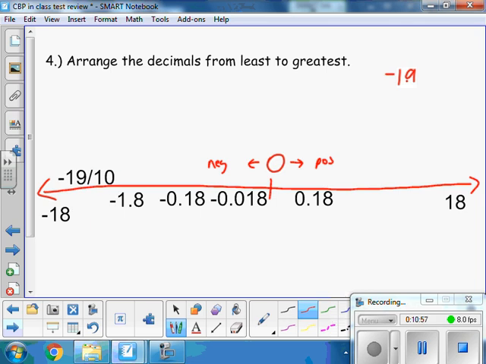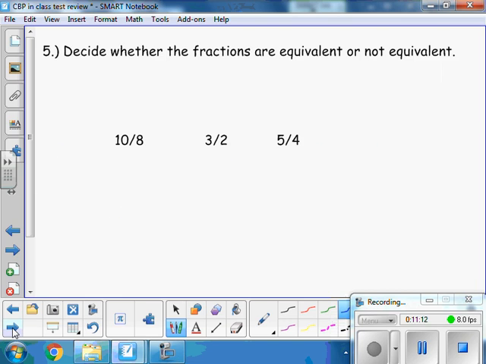All right, that's it. These two are the only two that I would say are a little bit tricky, but you've got to place them right. And you had to convert this one so you could see it better. 19 tenths is negative 1.9, and it's further from zero, so I've got to put that on that side. Cool beans. Decide whether the fractions are equivalent or not equivalent.